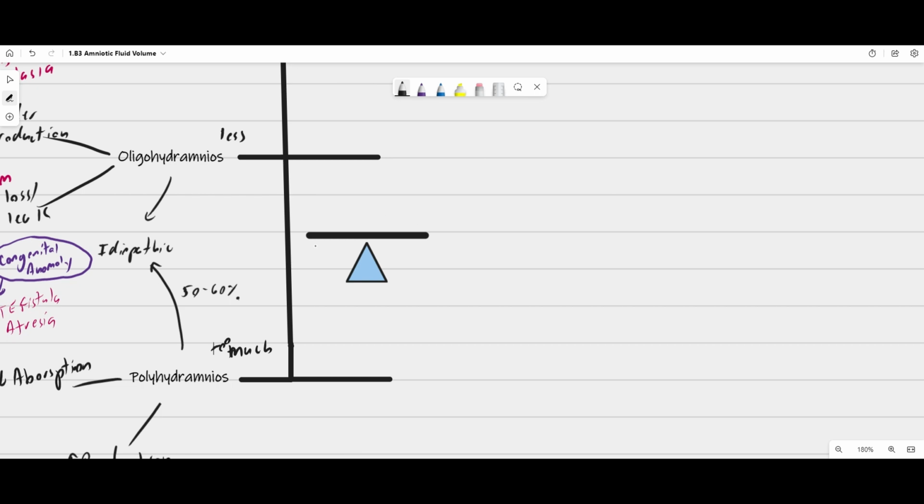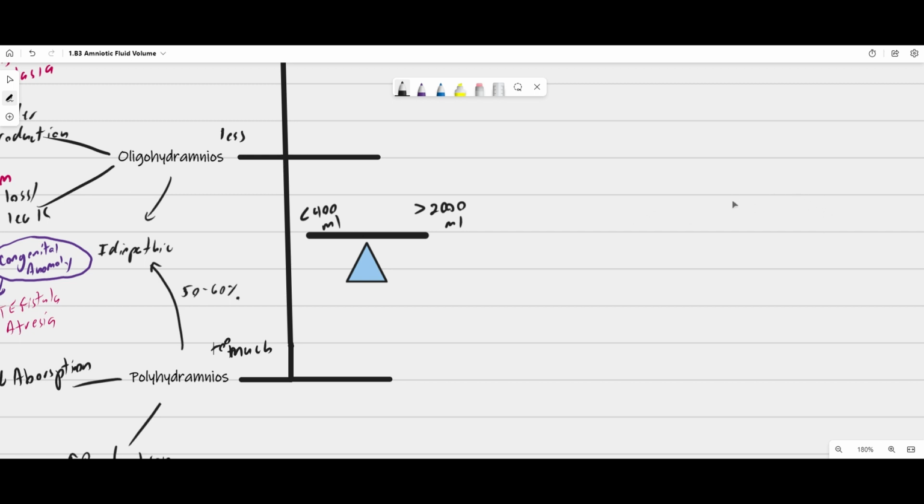So let's look at our balancing act. So it's not super important to know the exact numbers, but somewhere between less than 400 and greater than 2 liters. So our balancing act is we want to be somewhere right here in the middle. The baby's going to be continually drinking that fluid, swallowing it, reabsorbing it, producing it, and certain pathological processes and physiological processes are going to cause these two to not line up and get out of whack for whatever reason. It's going to cause some problems.